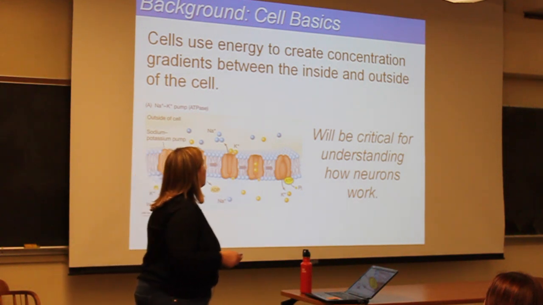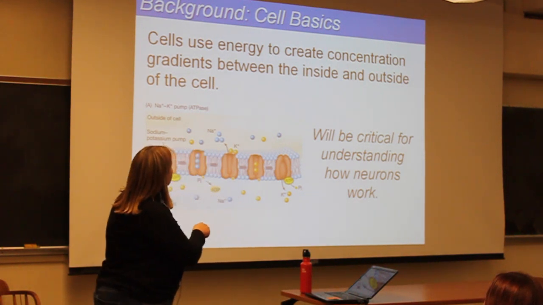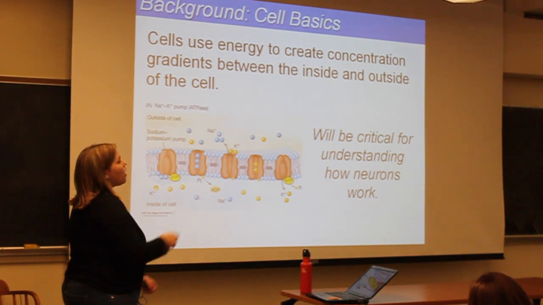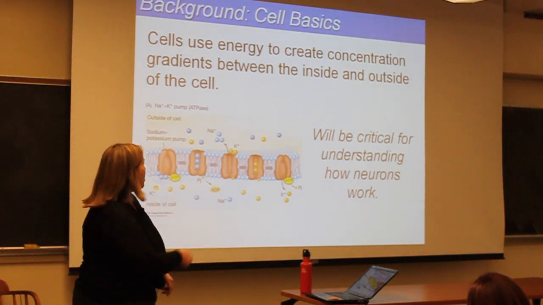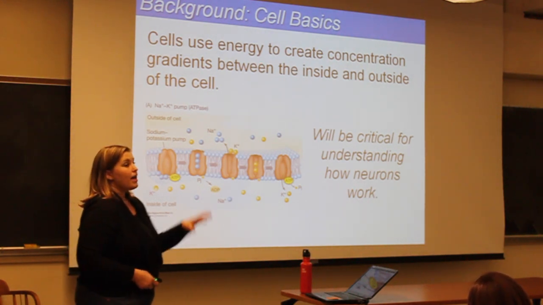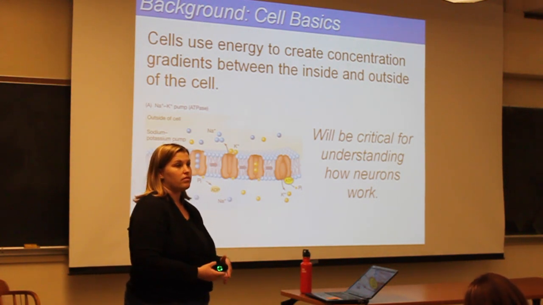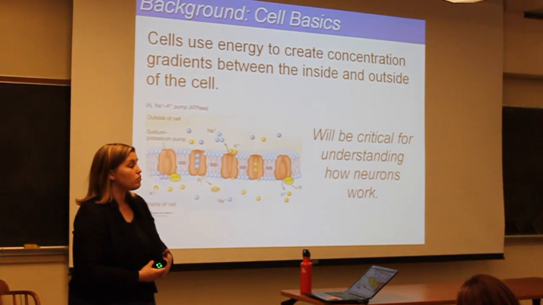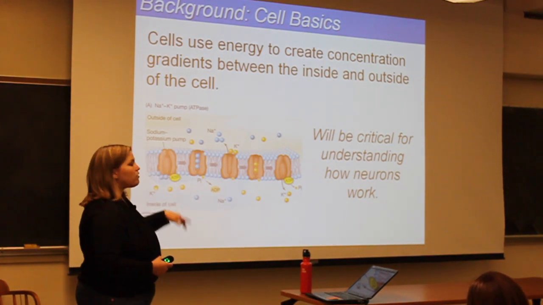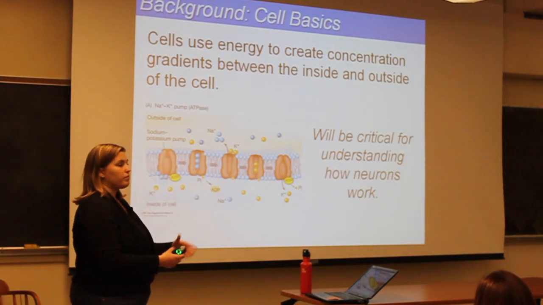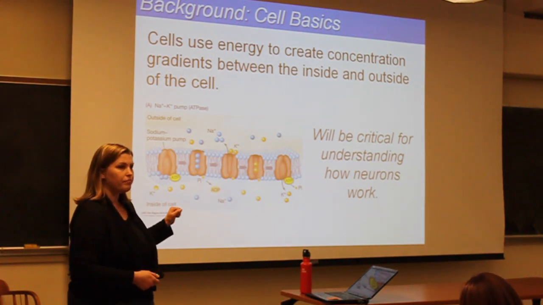and actually of pretty much every living thing on the planet. So your cell is going to actually use energy to create a concentration gradient on purpose across this membrane. And that is the fundamental basis for how neurons actually work. Okay, it's a really simple concept, but it's absolutely critical for understanding how they're actually going to function. Okay, so any questions on that?